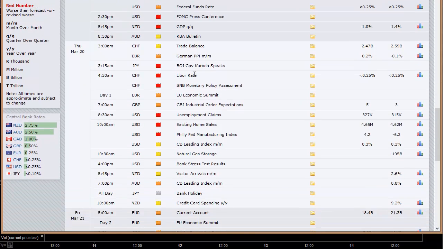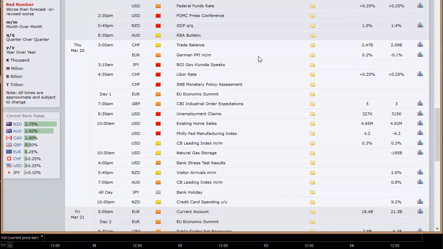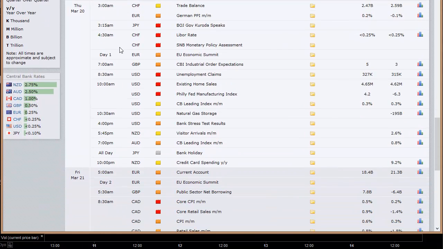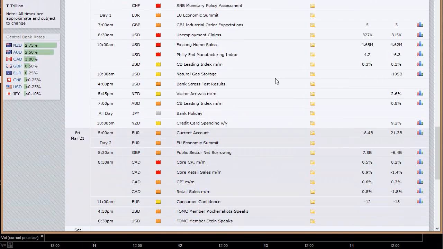GDP out of New Zealand, Australia's RBA bulletin. Trade balance out of Switzerland going into Thursday, German PPI, LIBOR rate out of Switzerland, change. Unemployment claims, that's the weekly number out of the U.S. Existing home sales and Philly Fed and CB leading index out of the U.S., followed by natty gas at 10:30 a.m. Eastern Time on Thursday. The stress test results come out at 4 p.m. at the stock market close.